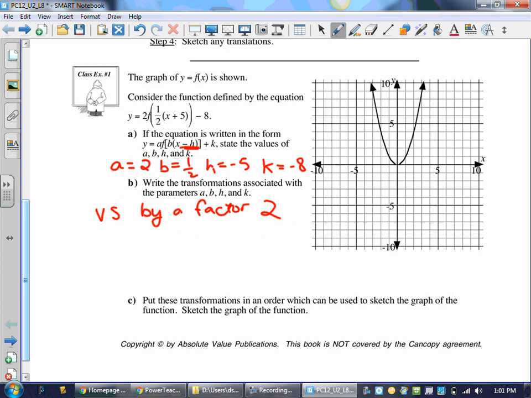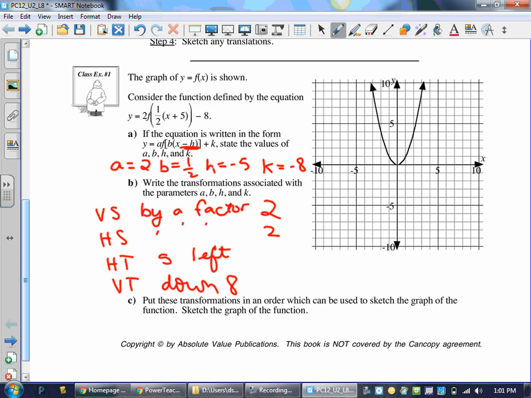2. If I put it on the right side, I'm going to do everything the opposite of the x, but the same thing as the y. So that's a factor of 2. The b being 1/2 means I have a horizontal stretch by a factor of 2. The -5 tells me I have a horizontal translation, and I'm going to go 5 to the left. And the -8 is a vertical translation, and I'm going to go down 8.